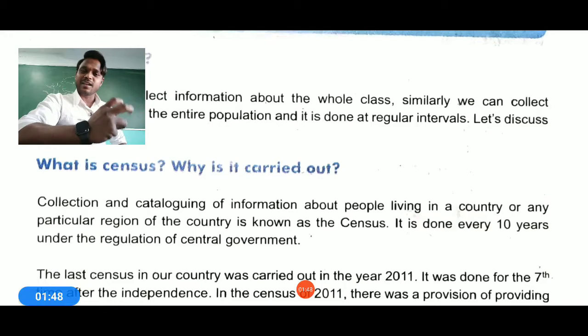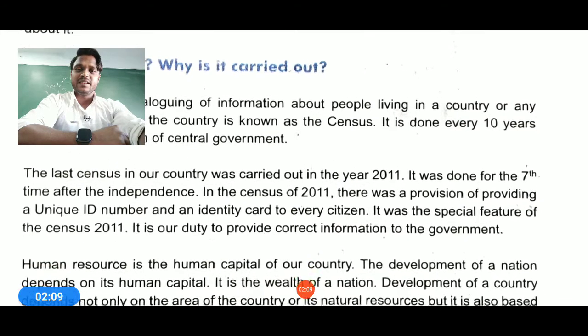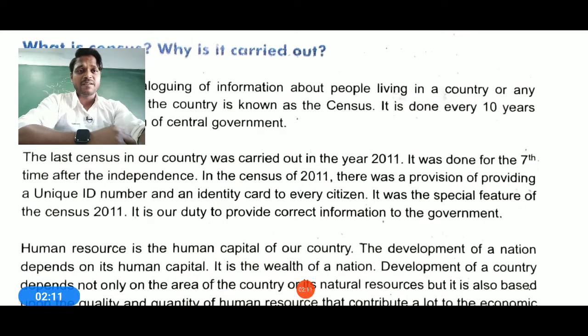Census calculation is the collection and cataloging of information about the people living in a particular region or country, and that is known as census. It is done at regular intervals under the regulation of the central government, and the last census for India was carried out in the year 2011. It was done for the 7th time after independence. Can you imagine? This is more than 70 years.